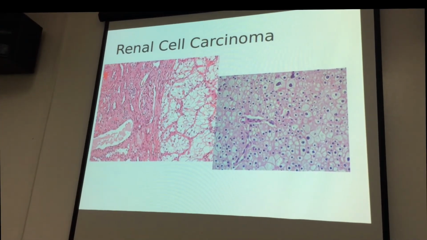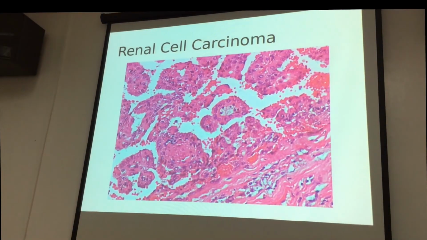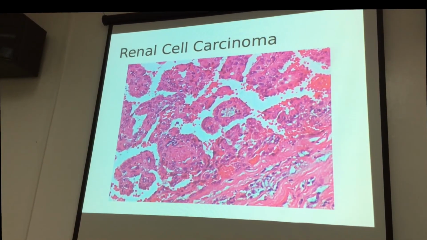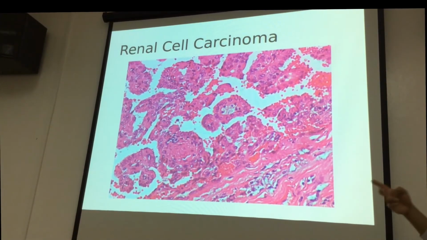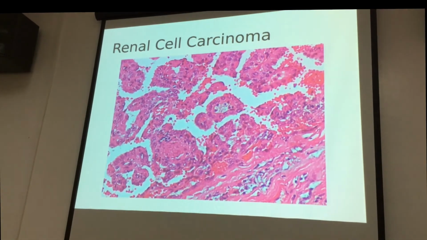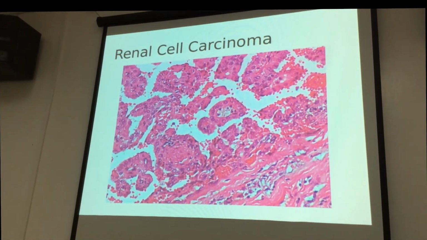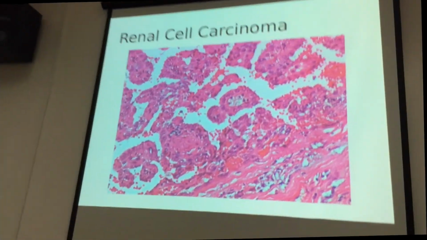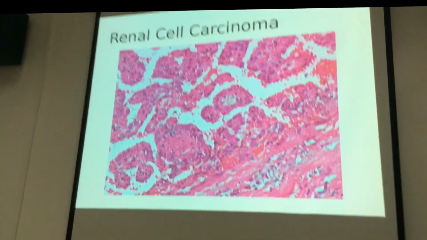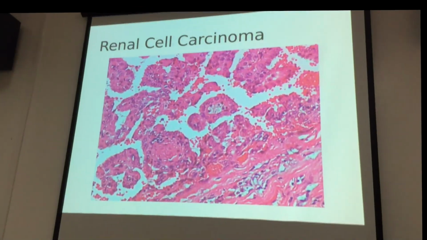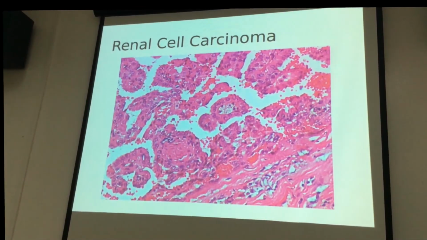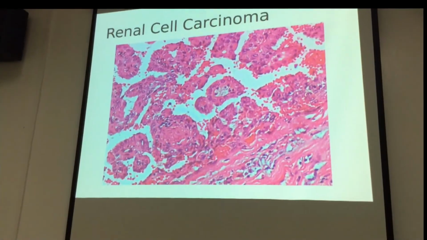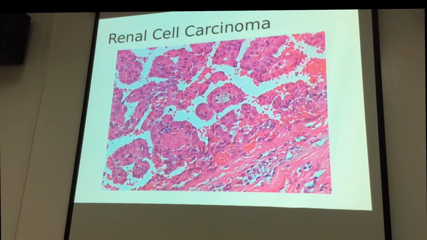There is another variant of your renal cell carcinoma, which is your papillary type, like this one. And they have this classical papillary formation with fibrovascular cores. So most of the time, if you completely excise this tumor, the patient can survive for long periods of time without undergoing chemotherapy or radiotherapy.